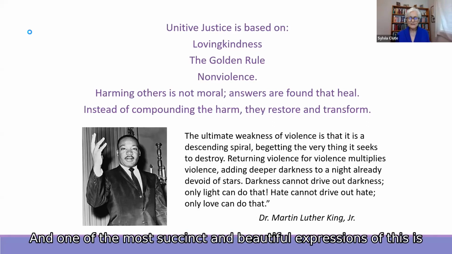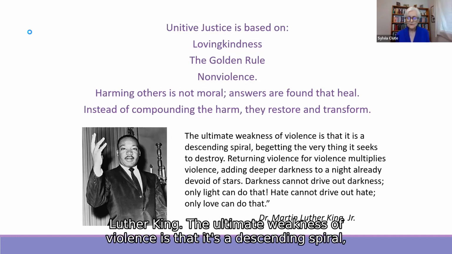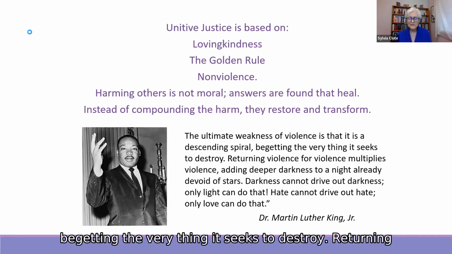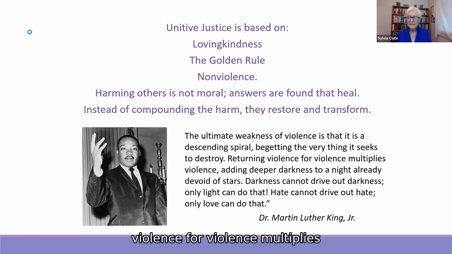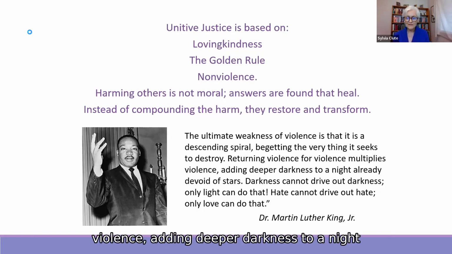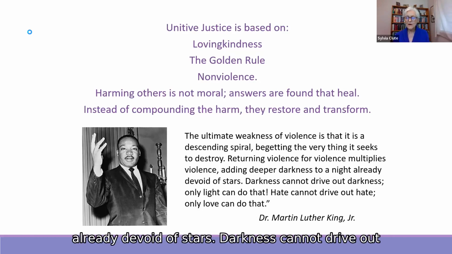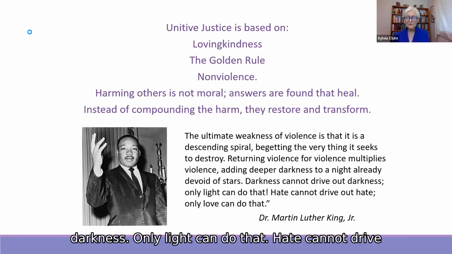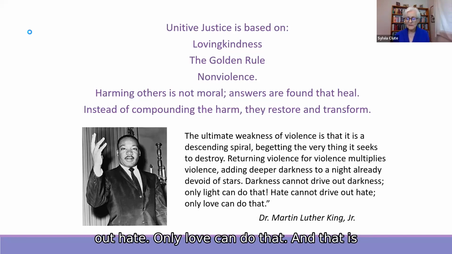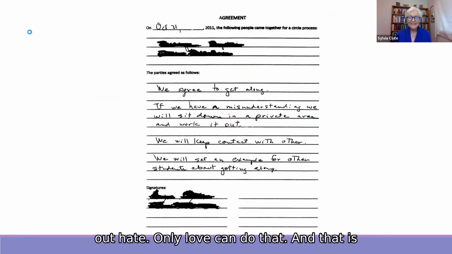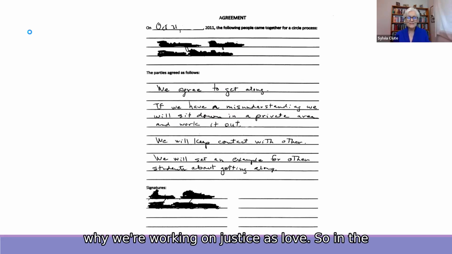And one of the most succinct and beautiful expressions of this is this quote from Martin Luther King. The ultimate weakness of violence is that it's a descending spiral, begetting the very thing it seeks to destroy. Returning violence for violence multiplies violence, adding deeper darkness to a night already devoid of stars. Darkness cannot drive out darkness. Only light can do that. Hate cannot drive out hate. Only love can do that. And that is why we're working on justice as love.